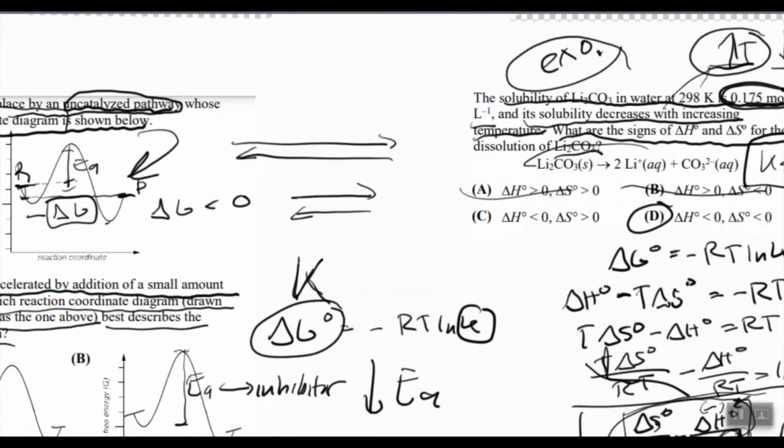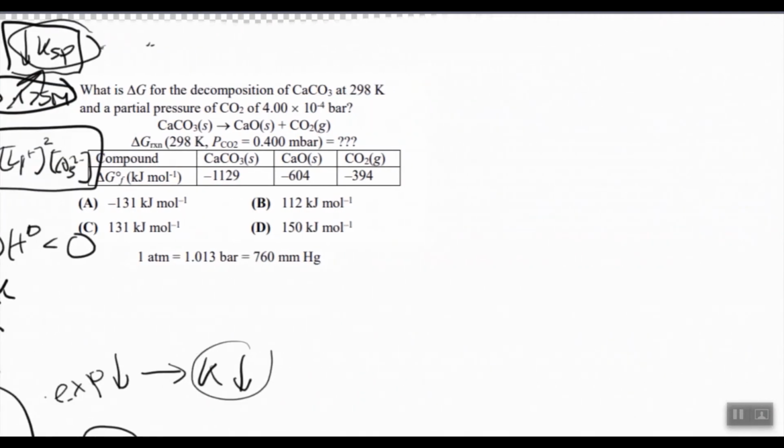We have one problem to go. What is delta G for the decomposition of calcium carbonate at 298 Kelvin and a partial pressure of CO2 at that many bars? Now, what is a bar? A bar is, well, 1 atmosphere of pressure is 1.013 bars. So let's keep on reading. It gives us a reaction. It wants us to solve for delta G, actually.